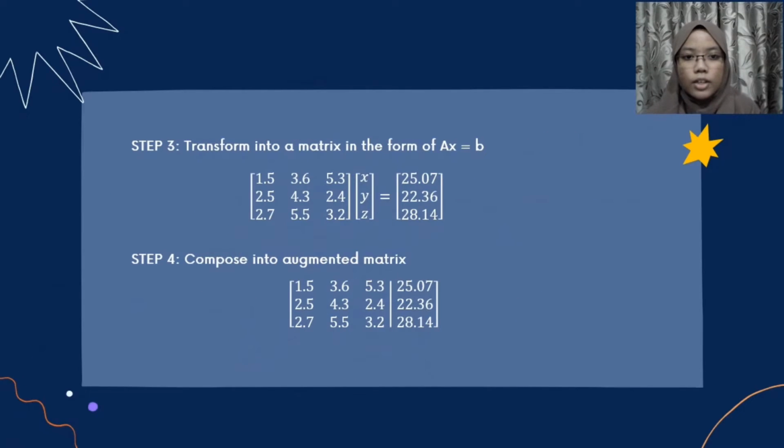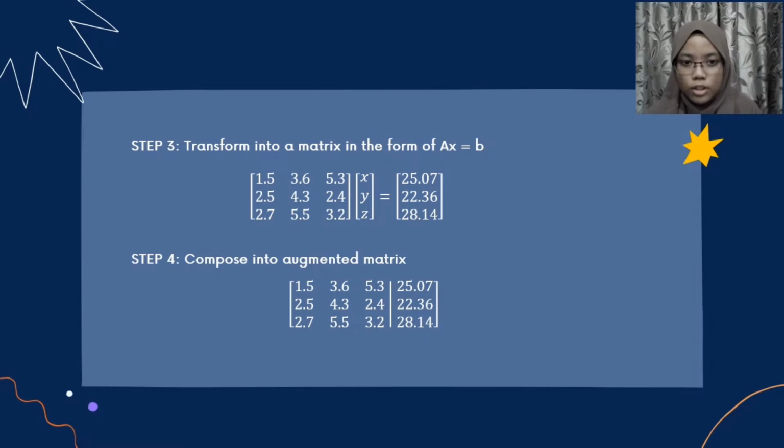Step 3, transform the system of linear equations before into a matrix in the form of Ax equals b. So A is the matrix of coefficients, x, y, z are the variables, and b is the constants 25.07, 22.36, and 28.14.